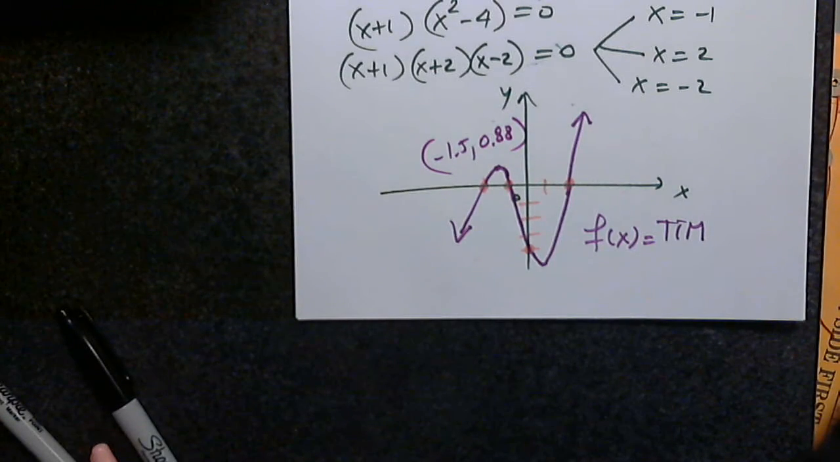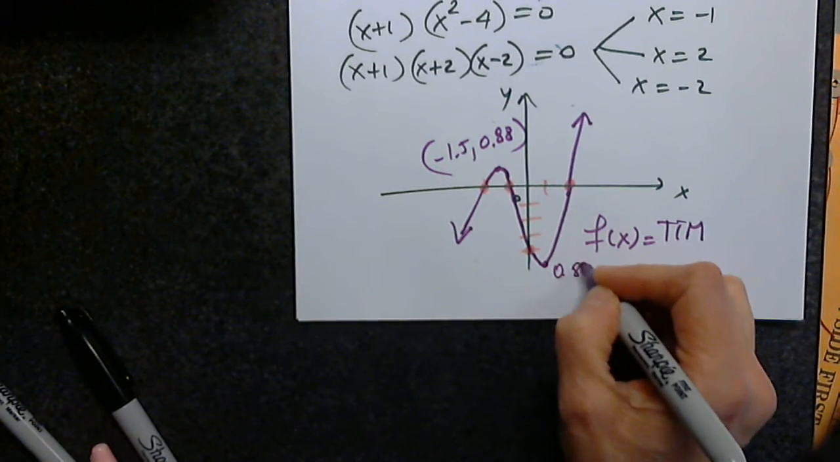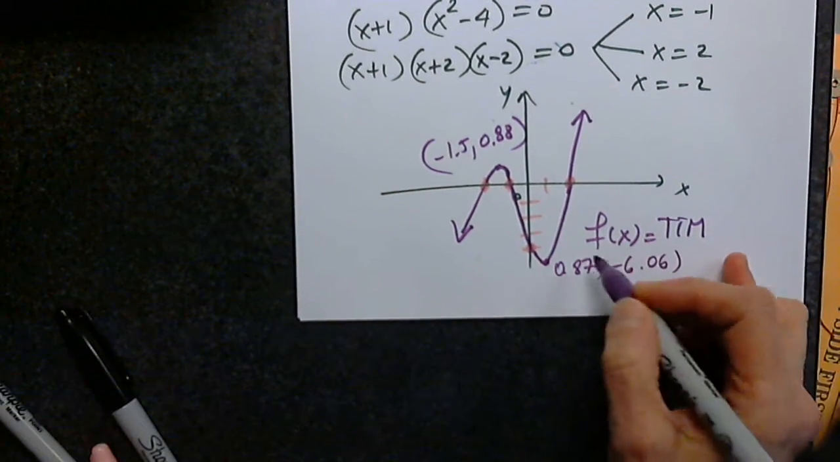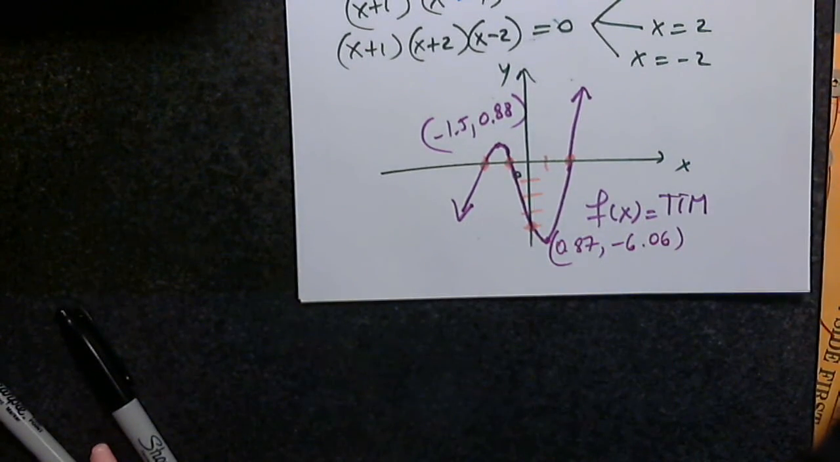And now I want to determine the minimum. I see it's between x equals 0 and x equals 2. Second and calc. Minimum between x equals 0 and x equals 2. And no, I don't want to guess, just give me the answer. 0.87, comma, negative 6.1. Or negative 6.06 if you want. We know absolutely everything about this function.